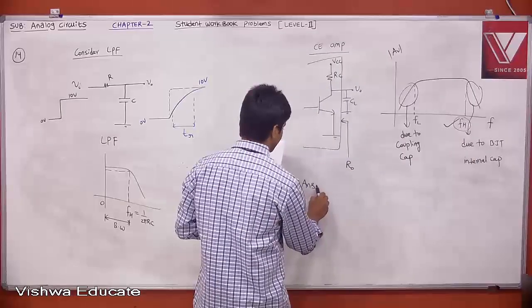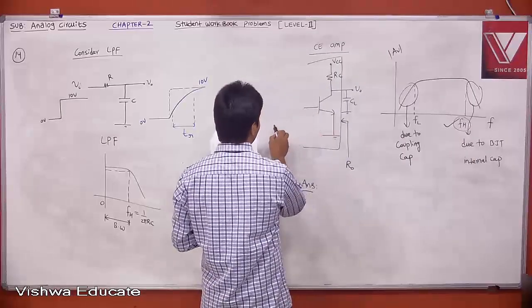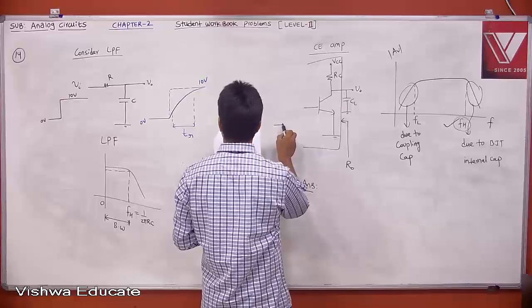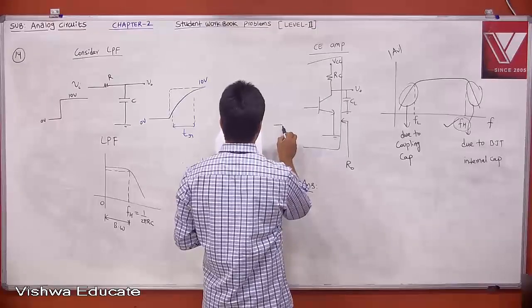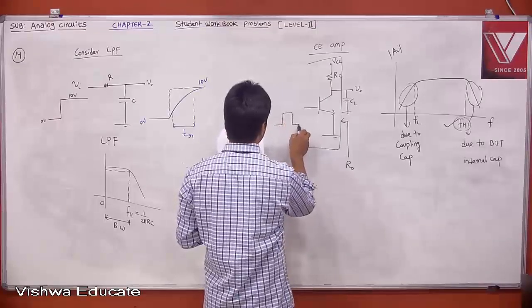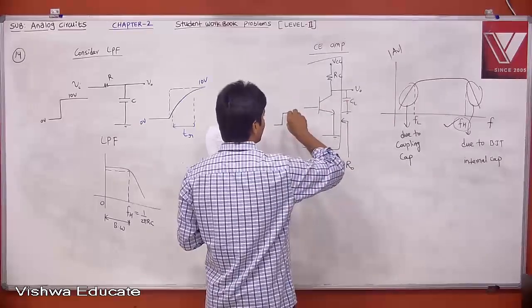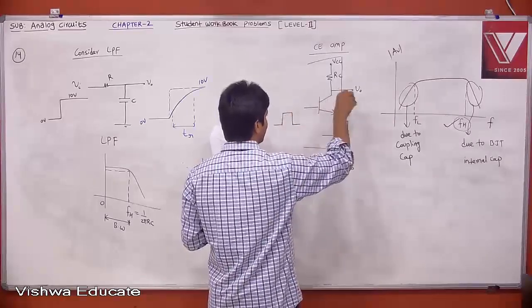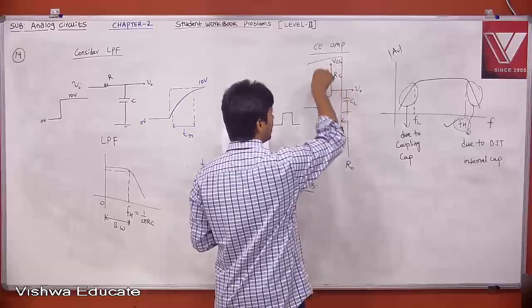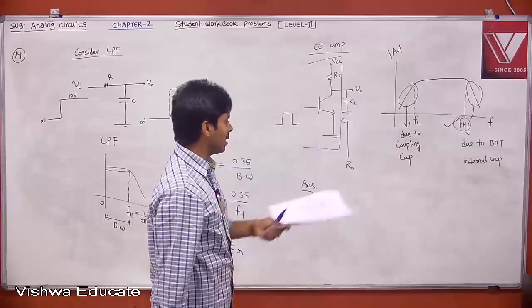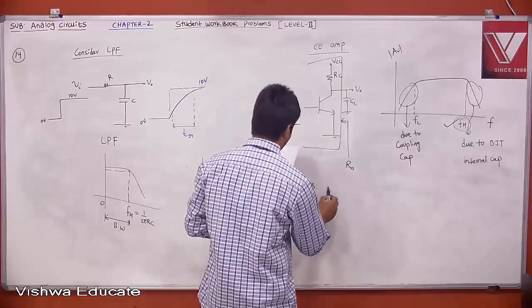Therefore, what is the answer? For this amplifier, if you give a pulse, something like this, what is your output? Your output will be trying to track it. Therefore, the rise time at the output is defined because of the BJT internal caps, which are due to the higher cutoff frequency. Therefore, the answer is C.